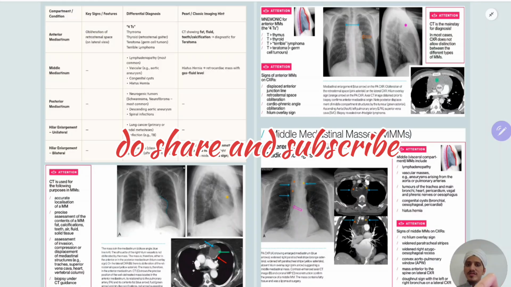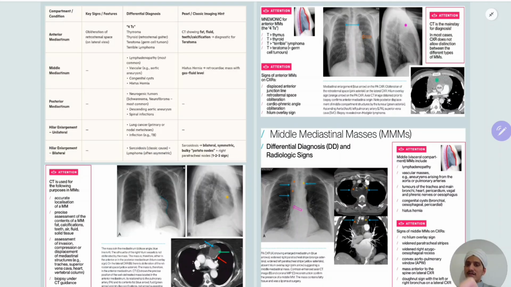So, in the previous video, we discussed the theoretical part of the masses which lie in the anterior, middle, and posterior mediastinum, and the causes of unilateral hilar enlargement and bilateral hilar enlargement. These things and the differential diagnosis. In the anterior mediastinum, it was thymoma, thyroid, terrible lymphoma, and teratoma.